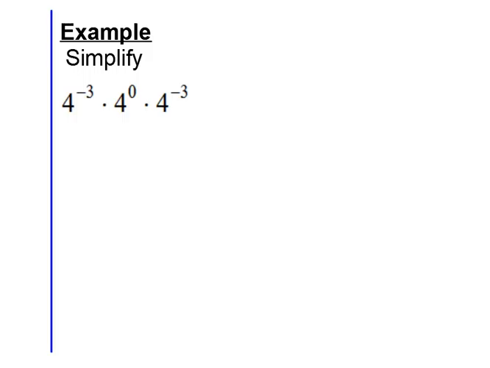Now let's start to use these properties in combination with each other. I have 4 to the negative third power, a 4 to the 0 power, and a 4 to another negative third power. What do I know? I know that these negative exponents really badly want to move down to the bottom of a fraction. I also know that my 4 to the power of 0 actually equals a 1.